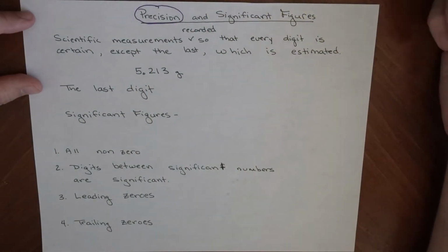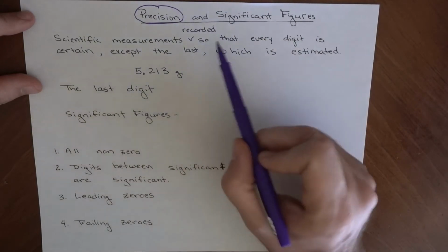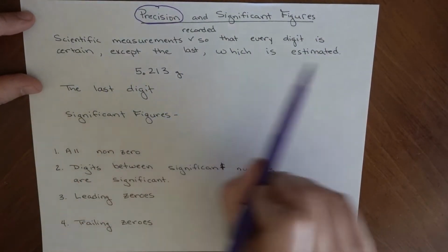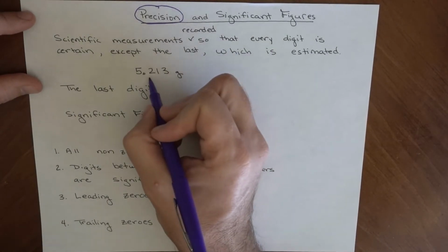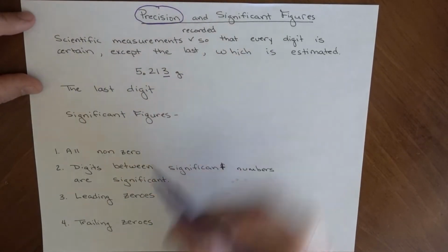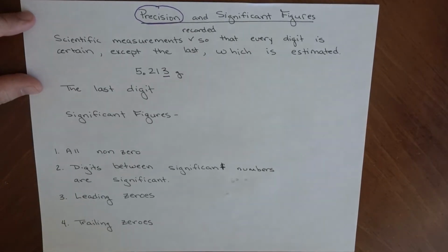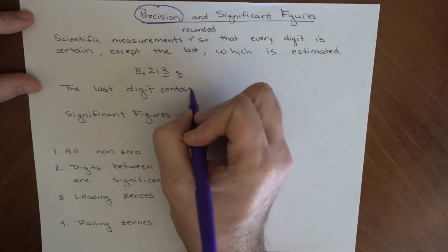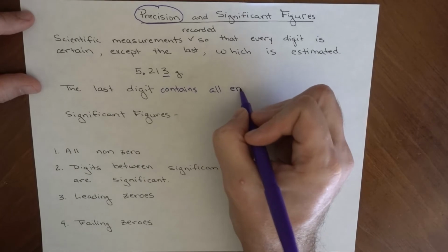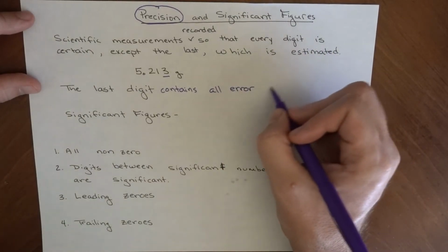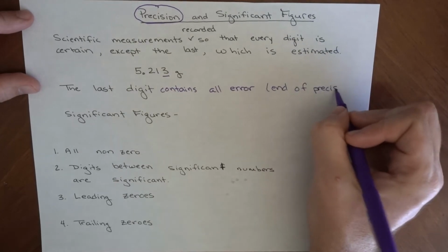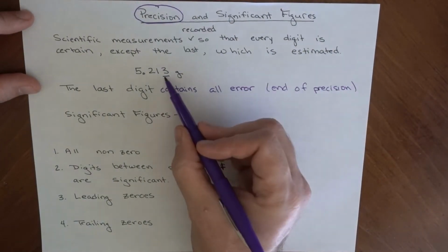precise measurements. So any scientific measurement that is recorded is done so in such a way that every digit is certain except for the last one, which is estimated. That means in this measurement of 5.213 grams, this number right here has been estimated or reasonably guessed at. So that last digit contains all our error. Okay, and it also represents the end of our precision. We are precise to this place.